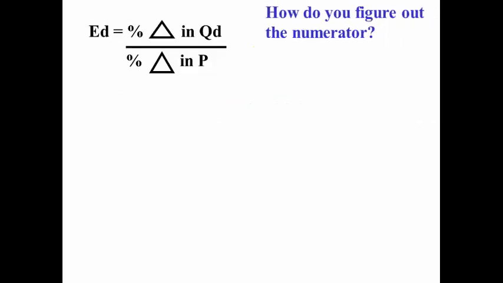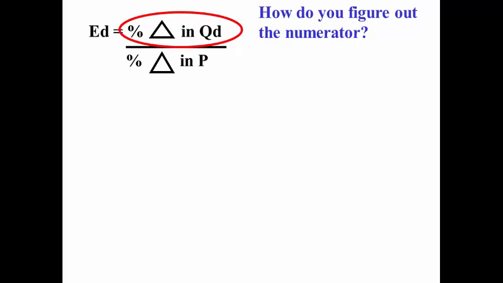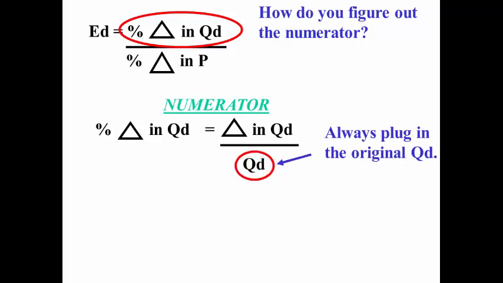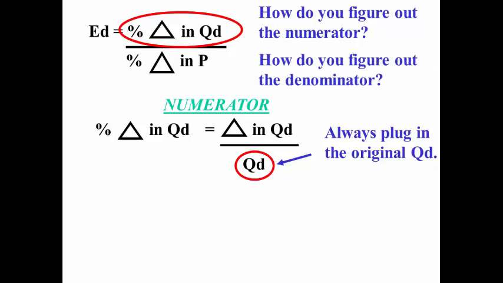So how do you figure out the numerator? How do you figure out a percentage change in quantity demanded? To figure out the numerator, take the change in quantity demanded, going from one quantity demanded to another, and divide it by the original, your starting point, going from the first quantity to the second quantity, so your original is the starting quantity. How do you figure out the denominator, a percentage change in price?